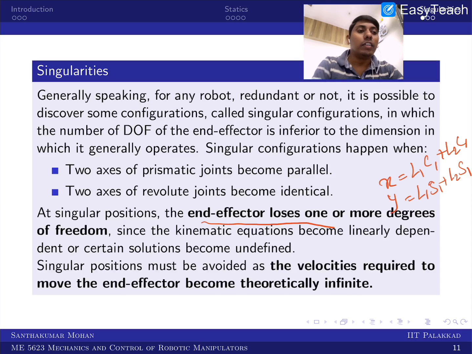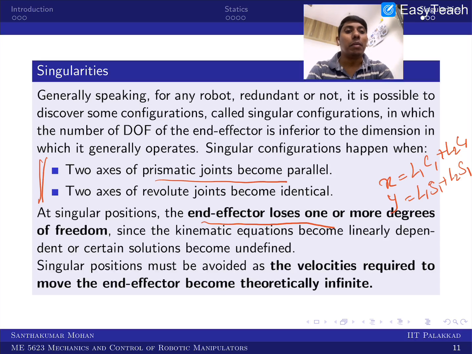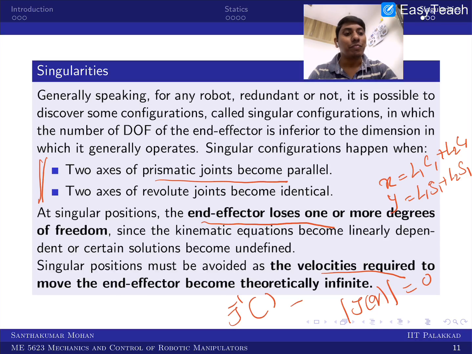So when you take the Jacobian matrix, the determinant would be 0. So when can this happen? This can happen if the two prismatic joints become parallel, and the two revolute joints also become identical. In the sense, if they overlap with one another, then the collinearity will bring about singularity. So the singular position must be avoided because the velocity required to move the end effector becomes theoretically infinite. Why? Because the Jacobian matrix determinant is 0, so the J inverse becomes infinity. That is what we are trying to say.